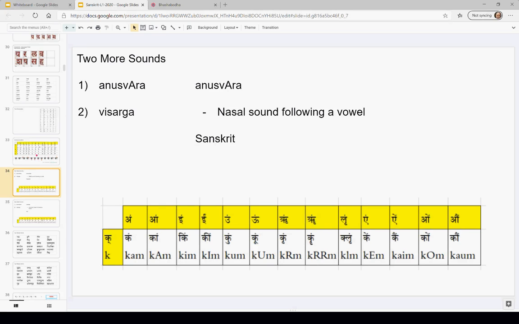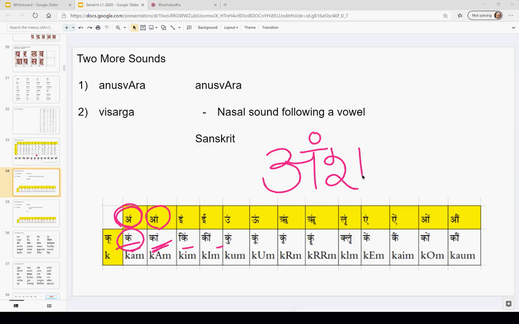So it has to be a compound letter, like it is shown here. All the compound letters are shown here, like ka, ki, and after that the anuswara is added to it. If the nasal sound comes after it, it is written like this. After the ka, it is written like this. For example, take this word example, this one.